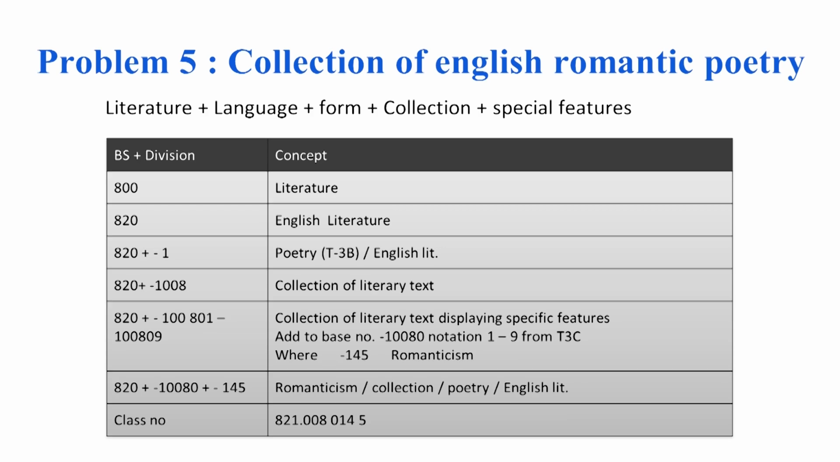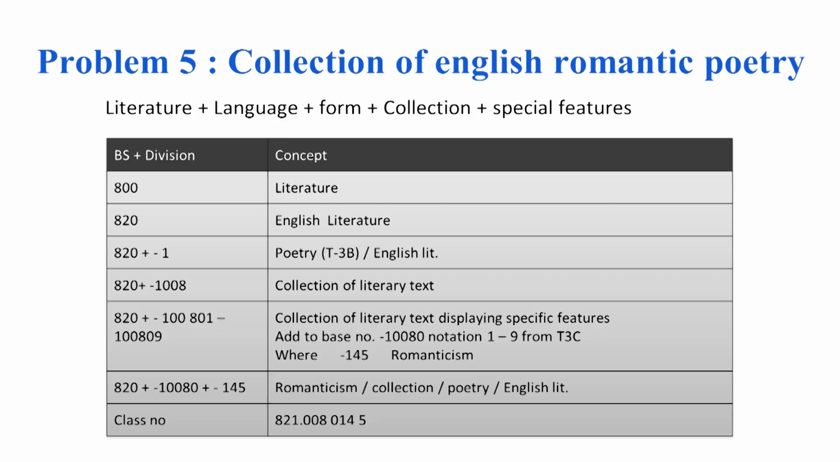If we search the poetry, then we will see 820 plus -1008, collection of literary text, collection of poetry. Here again we will see 820 plus -1008 01 to 09, criticism of literary text displaying specific features. Another instruction is given: add to base number 1008 notation 1 to 9 from table 3C.